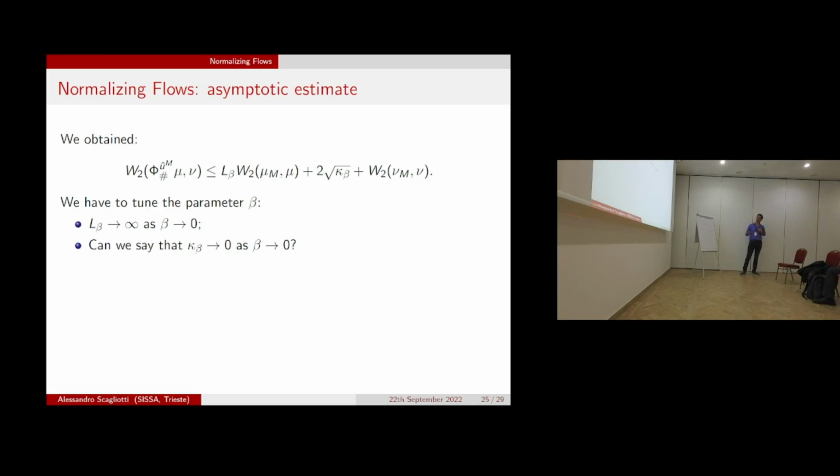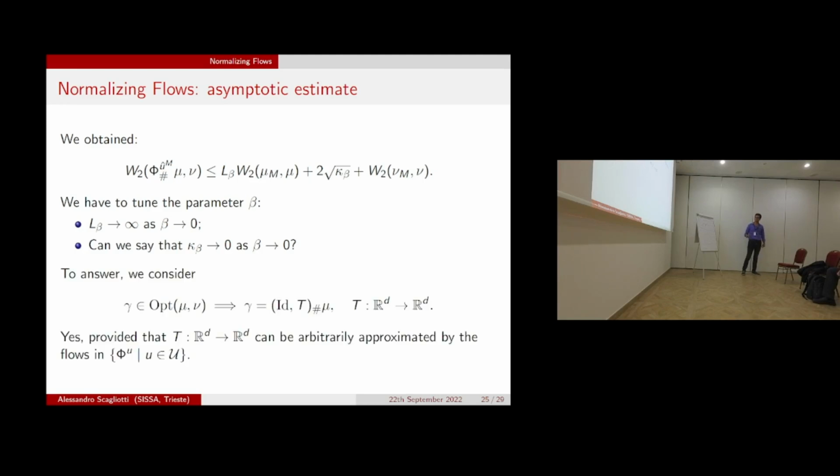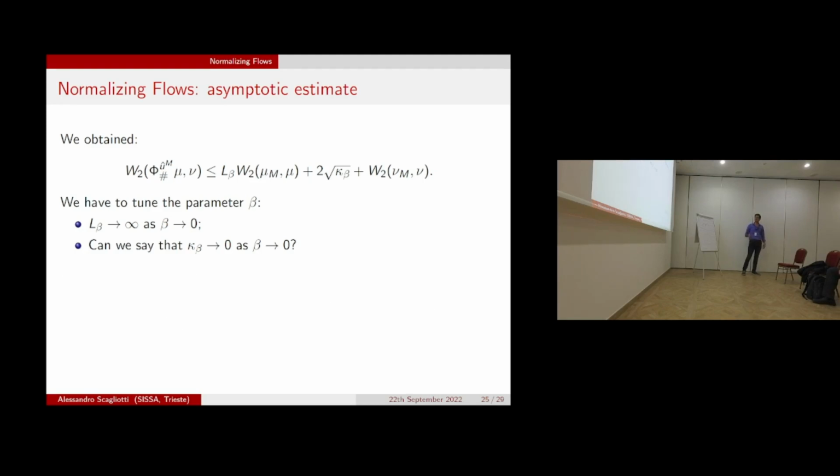What is kappa beta? Kappa beta is linked to the training error, how small we can make the training error. And we would like this training error to go to 0 when beta goes to 0. If that is the case, what can we do? We can choose beta such that this quantity is of the same order as this term that we don't know, so this is as small as we desire. We end up with a huge Lipschitz constant, but this is not an issue because we can refine the measure mu m, we can reduce the distance between mu m and mu, and so we can make these two terms comparable. Is it true that kappa beta goes to 0 as beta goes to 0?